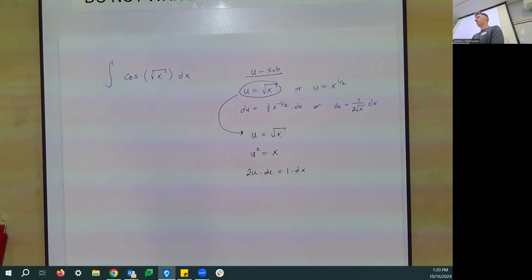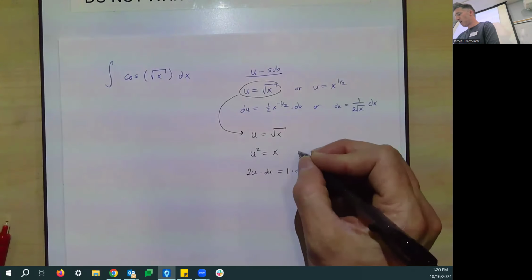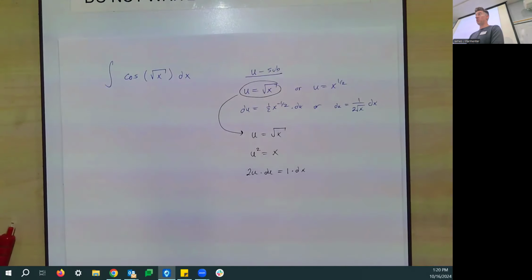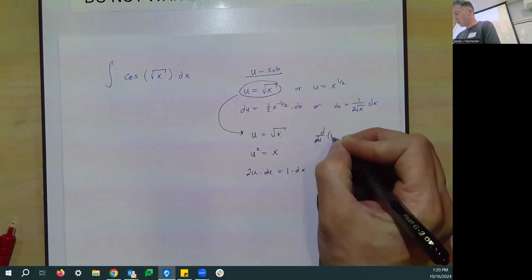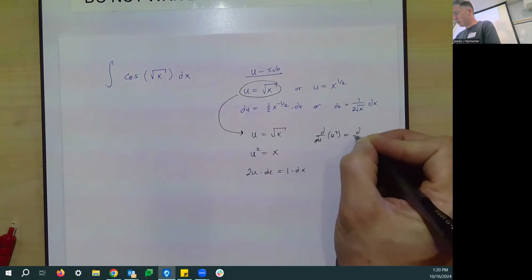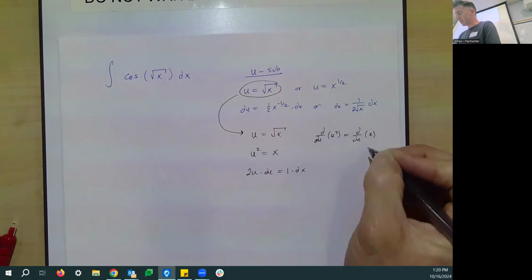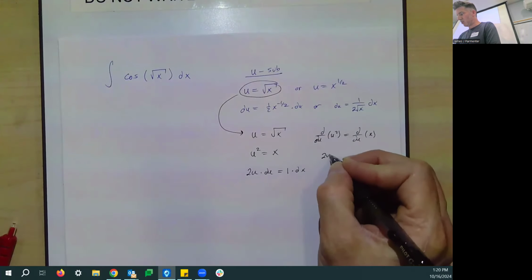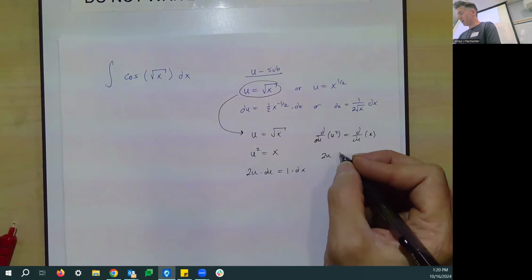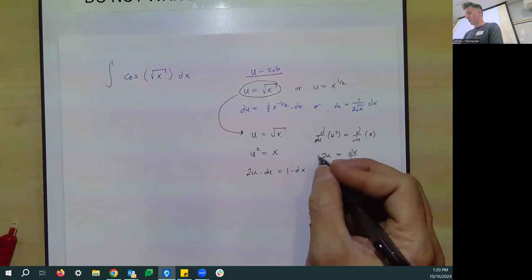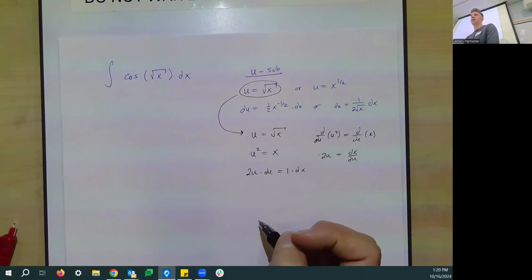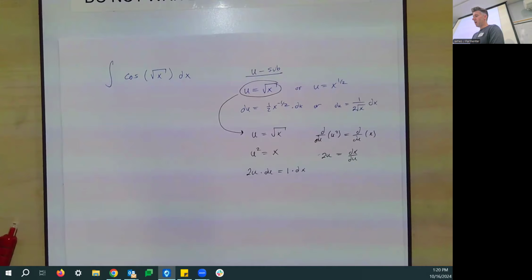What I should point out here, just in case you're wondering why the dx is du: what I'm really doing is differentiating both sides with respect to u. So if I find d/du of u squared and d/du of x, on the left side I just get 2u, and on the right side I just get the derivative of x. And then I bring the du over to get 2u du equal to dx. That's what's really happening there.